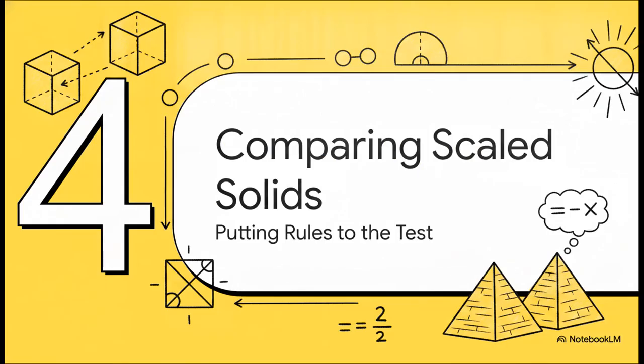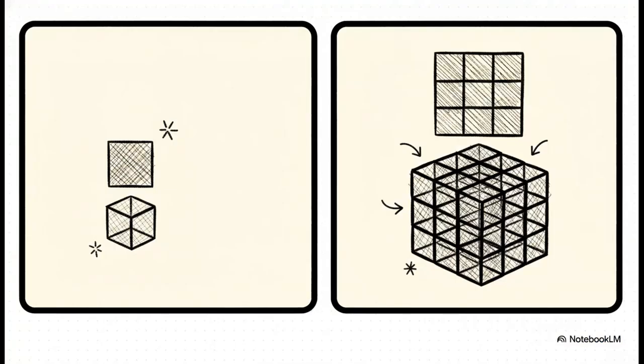Section 4. Comparing scaled solids. This brilliantly illustrates why understanding these dimensions is so powerful. Let's look at exactly how these rules play out when we put the math side by side in a comparison. Let's look at a simple 1-unit cube. Its surface area is calculated as 6 times its side squared, giving us an area of 6. Its volume is its side length cubed, which is just 1.